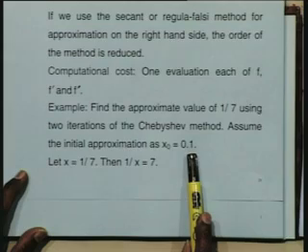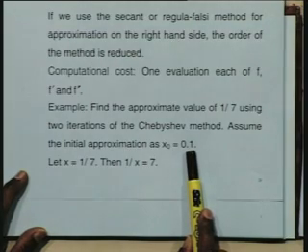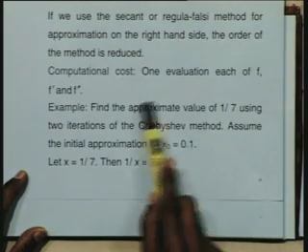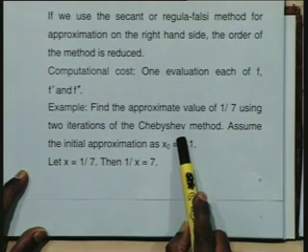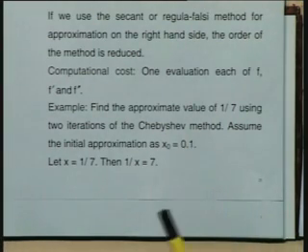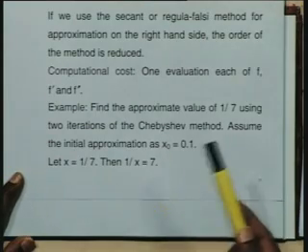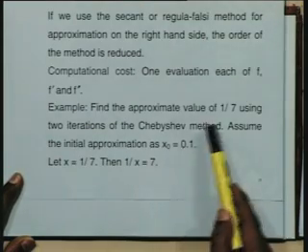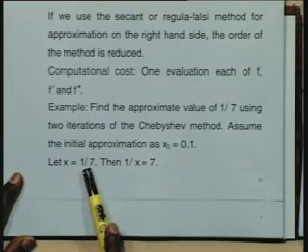Now let us take a simple nice example. I want to find the approximate value of simply 1 by 7 using 2 iterations of the Chebyshev method. Assume the initial approximation as x naught is equal to 0.1. Now to do a problem like this, I will first of all need to construct what is my f(x). Only when I construct f(x) equal to 0 would I be able to find the value. Let x be equal to 1 by 7.